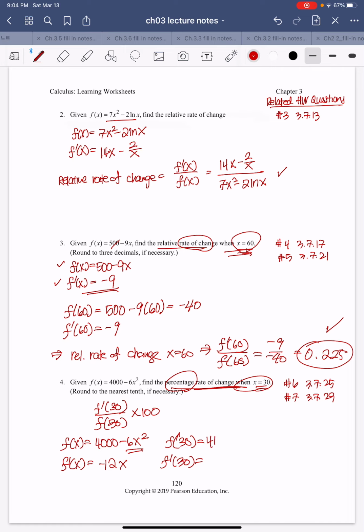So 4,000 minus 6 times 30 squared. Putting that into a calculator, I'm getting a final answer of 1,300. Right over here, negative 12 times 30 will give me negative 360. Let me erase this part so we have more space.